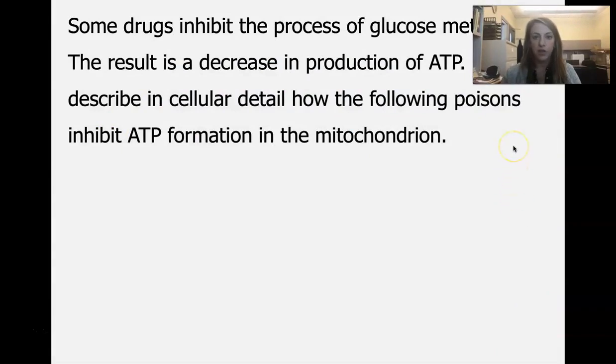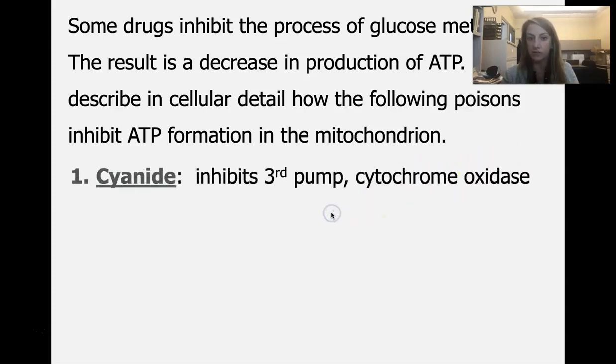Okay. So what has been interesting is that there's some drugs that inhibit the process of glucose metabolism and result in a decreased production of ATP. So I want you to think about this now and also think about it as an option for your discussion, is to think about the following poisons and how they inhibit ATP formation in the mitochondria. This is an at-home thought question.